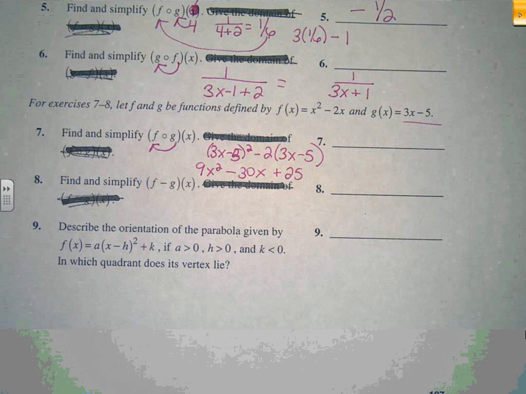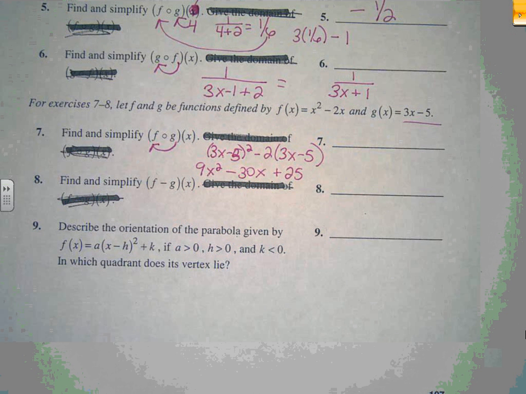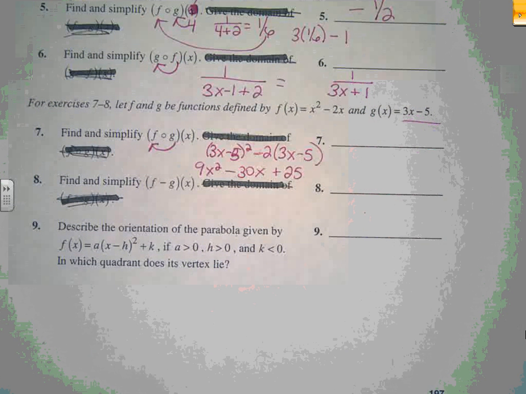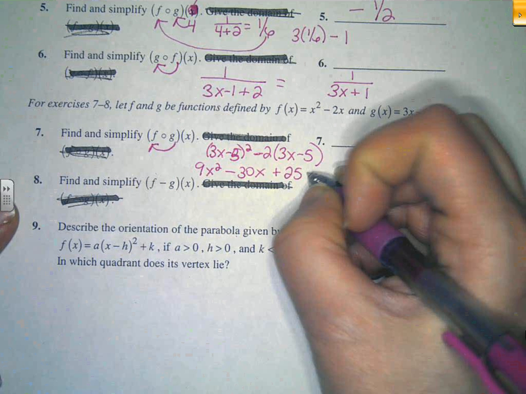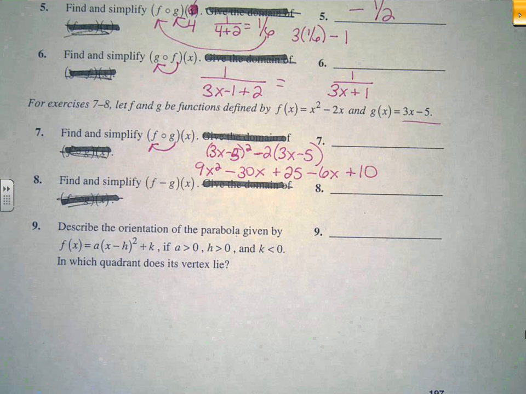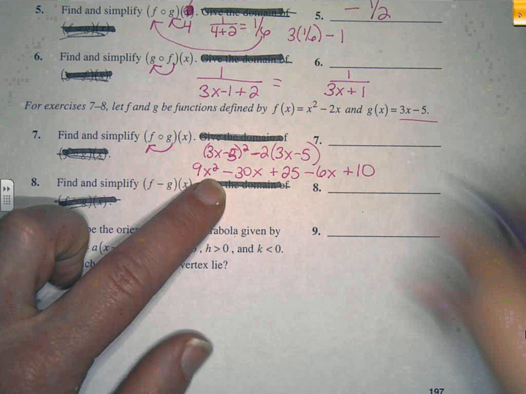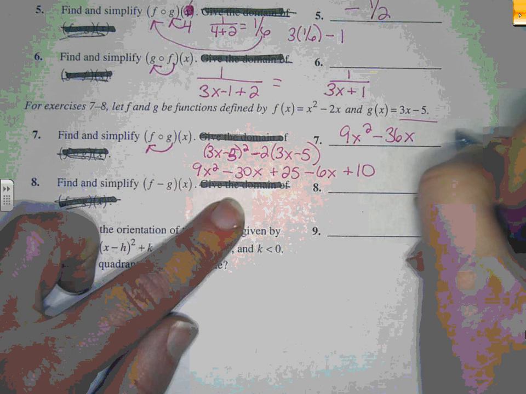And then what do you do with the negative 2? Distribute. And make sure you distribute the negative. Okay, I hate for you to get that far and then mess up because you didn't distribute a negative. So it's negative 2 times 3x is negative 6x. Negative 2 times negative 5 is positive 10. And then it's easy. Just put like terms together. So you'd have 9x squared minus 36x plus 36.